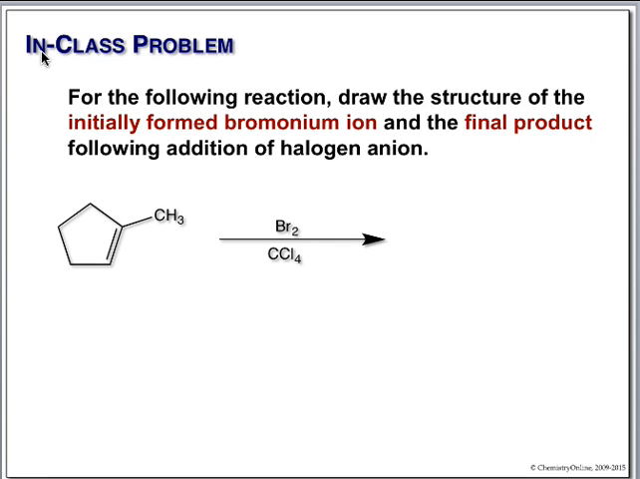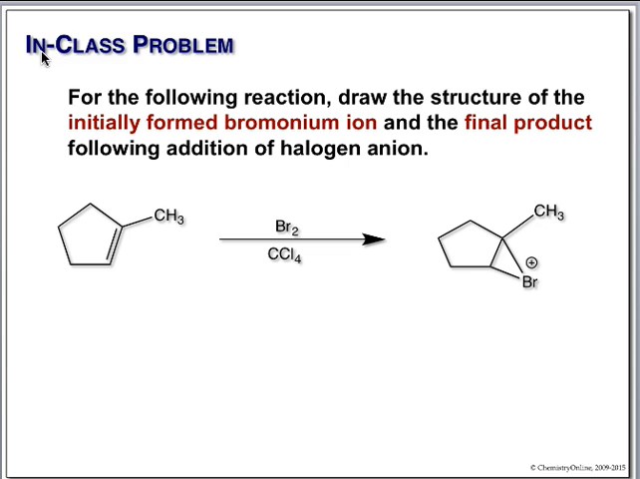So that's what we know. The bromonium ion, we're simply going to take and add a bromine across these two carbons, and it will have a positive charge. Bromonium ion would look something like this. Again, the bromine bridging the two alkene carbons, and the whole thing has a positive charge.